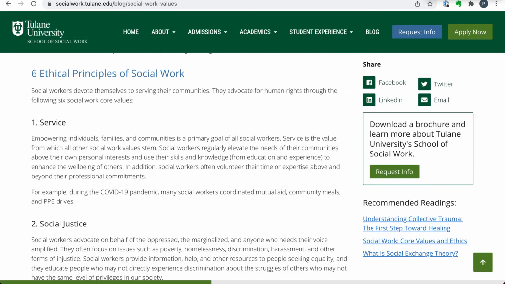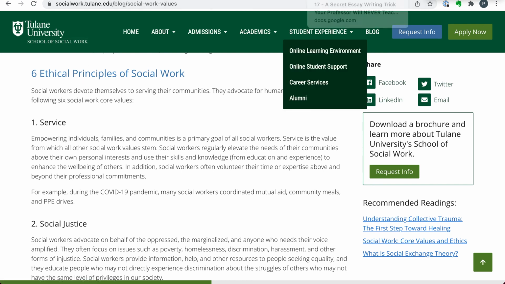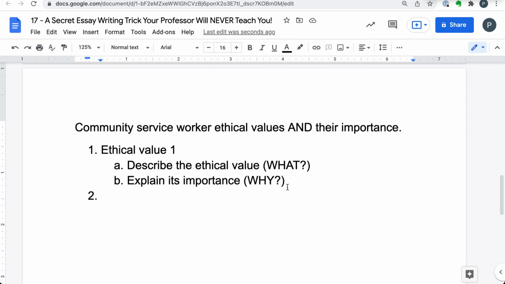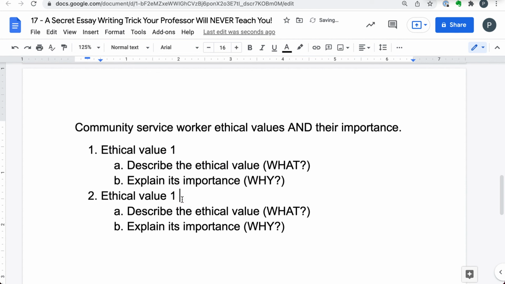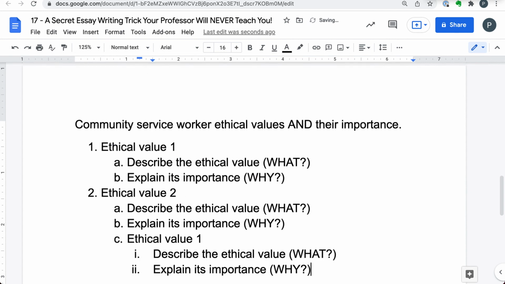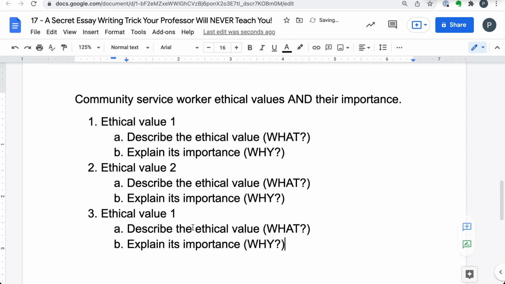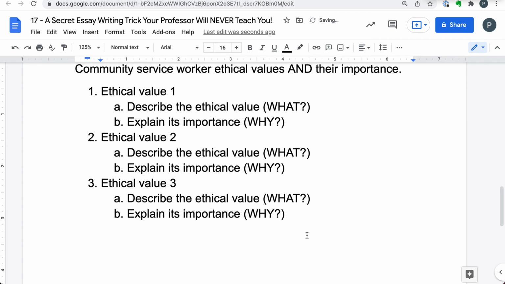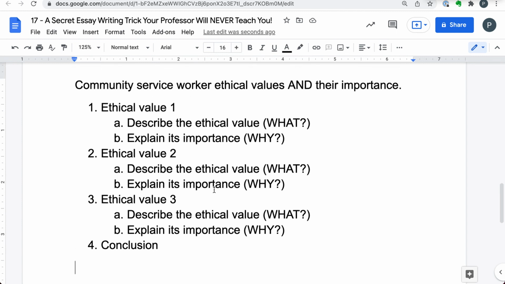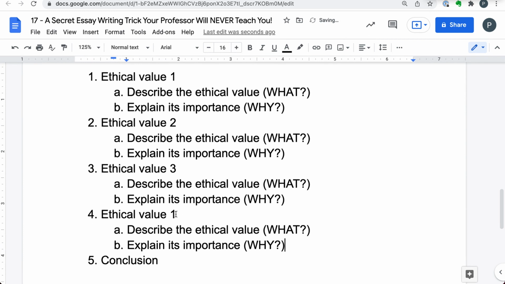How many did we come up with? Let's say, for example, in your research, you see that there are 6 ethical principles. Okay, so this is ethical value 1. We just repeat the process. Ethical value 2. Let's say we only have 3. We'll go here, ethical value 3. And proceed exactly the same way, and finally you do a conclusion if you have to. That's perfectly fine. So if you have 5, you just continue the procedure. It doesn't really matter. Here's your number 4, and here's your number 5 if you want to.